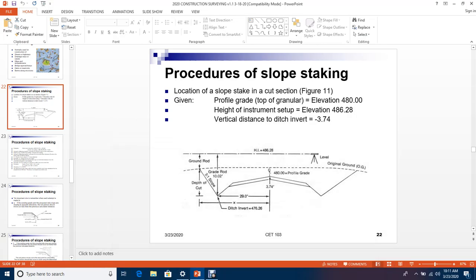Good morning, everyone. Today we are going to start with the process of slope staking. If you would refer to your slides, slide 22, we will talk a little bit about that. I'm actually going to be using slides 22, 23, and 24 to explain this, but I'm going to leave it on slide 22 and be explaining from there. So if you will all move to slide 22.